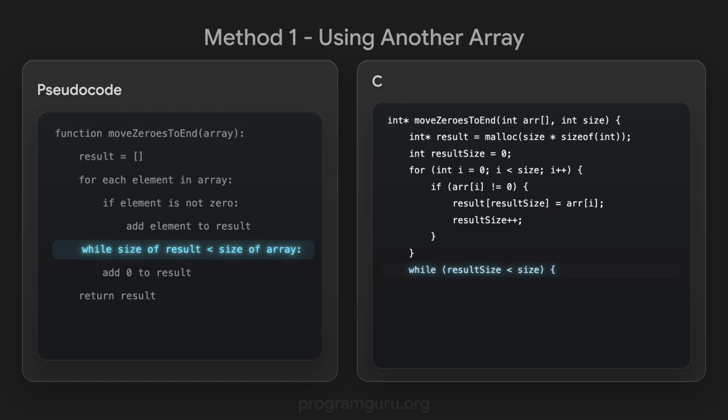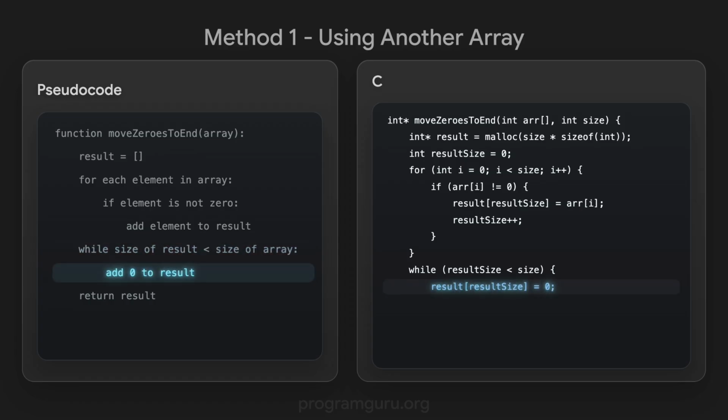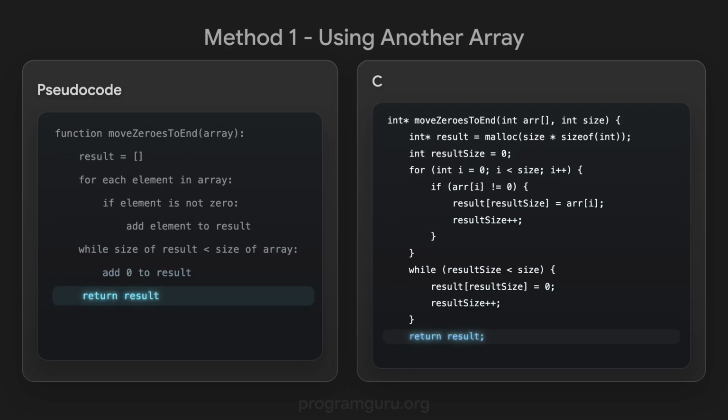Now we add zeros at the end. We keep doing this while result size is less than size. Inside the while loop, we store 0 at result of result size. Then we increase result size again. Finally, we return result. That completes the C code.